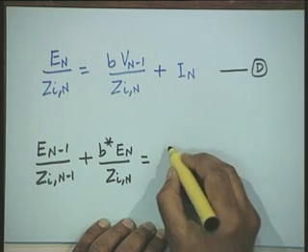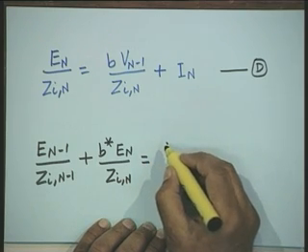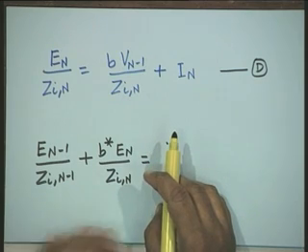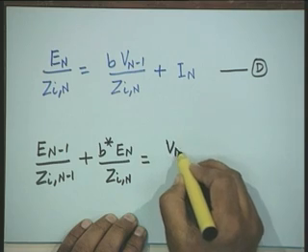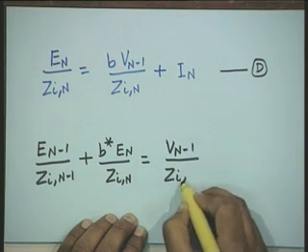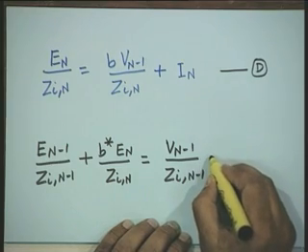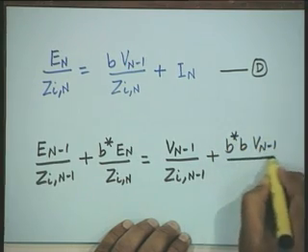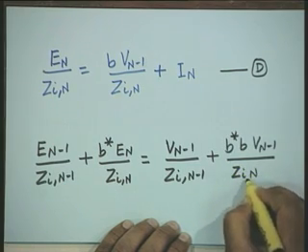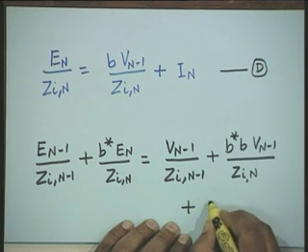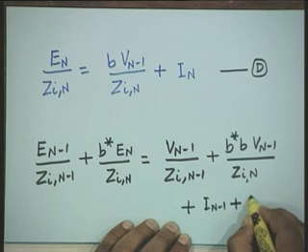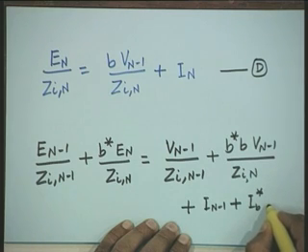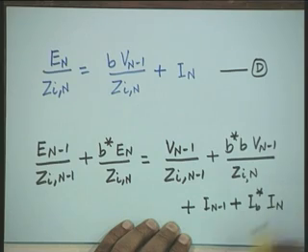On the right hand side, that is this second equation I am multiplying by B star and I am adding it to equation C. Now, this comes out to be equal to V n minus 1 divided by Z I n minus 1, plus B star B V n minus 1 divided by Z I n, plus I n minus 1 plus B star I n.